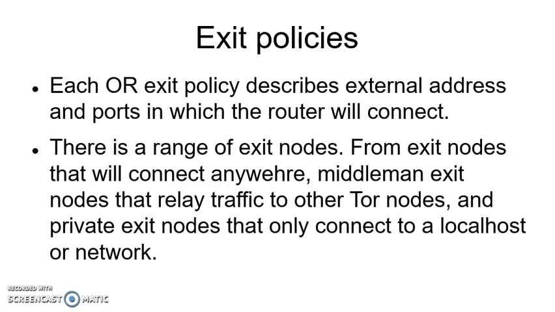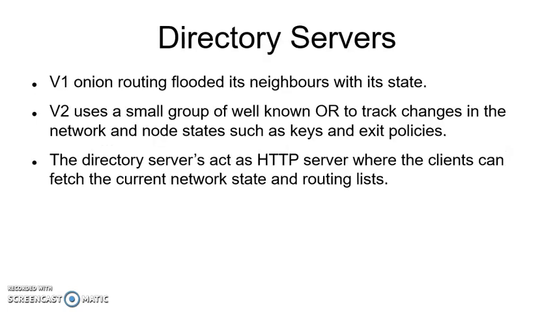Each onion router's exit policy describes the external addresses and ports to which the router will connect. There is a range of exit nodes, from exit nodes that will connect anywhere, to middleman exit nodes that relay traffic to other Tor nodes, and private exit nodes that only connect to a local host or network.